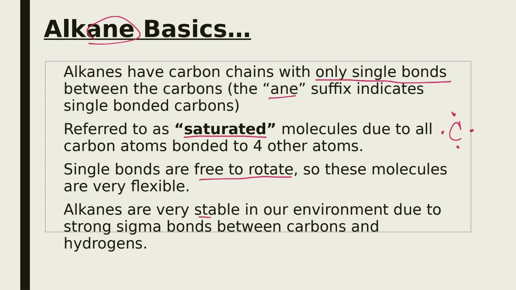Sometimes they stay in one straight line, sometimes they curve around like a snake. Alkanes are also very stable in our environment because of these single bonds. These single bonds are given the term sigma bonds in chemistry. Single and sigma mean exactly the same. And a single bond, a sigma bond, compared to a double or a triple bond, is very, very strong. It's very stable. It requires quite a bit of outside energy to break that bond apart.